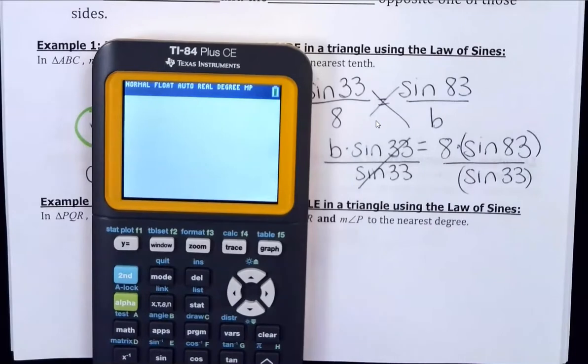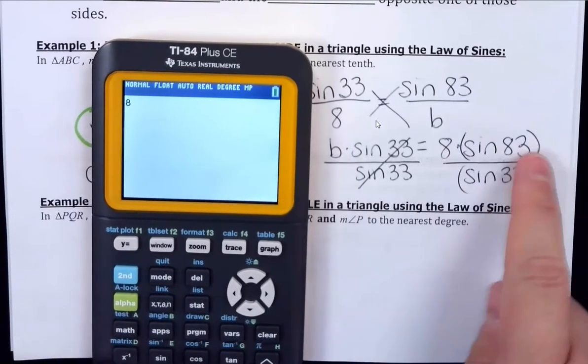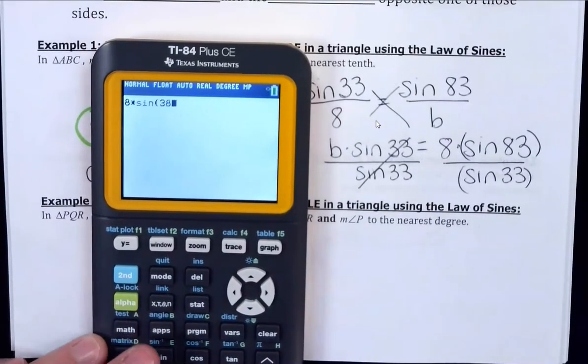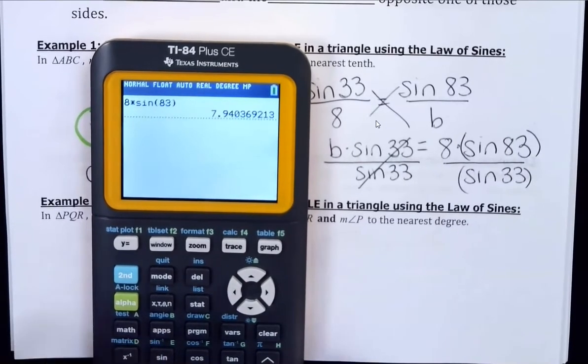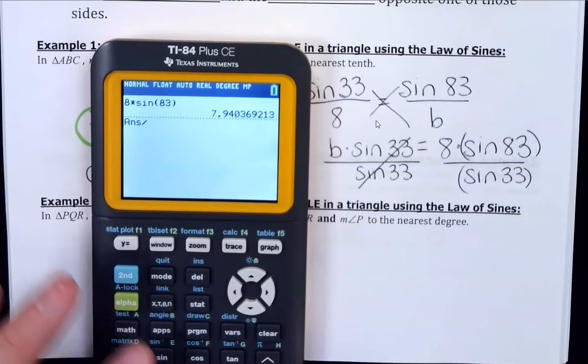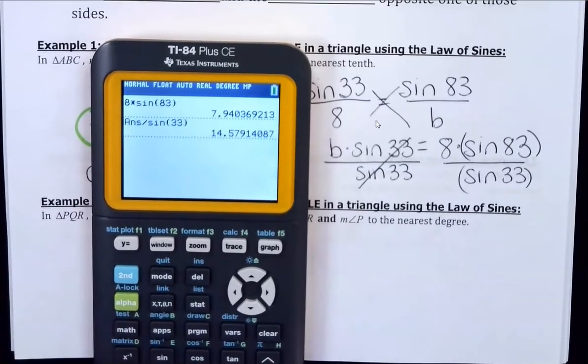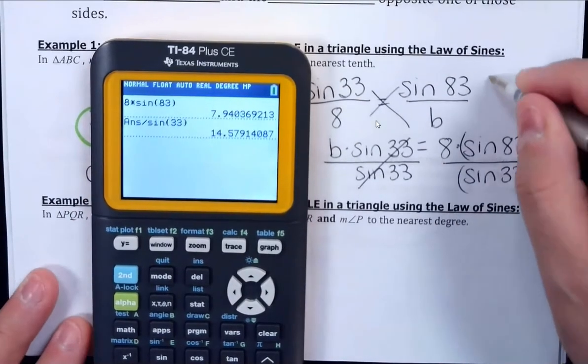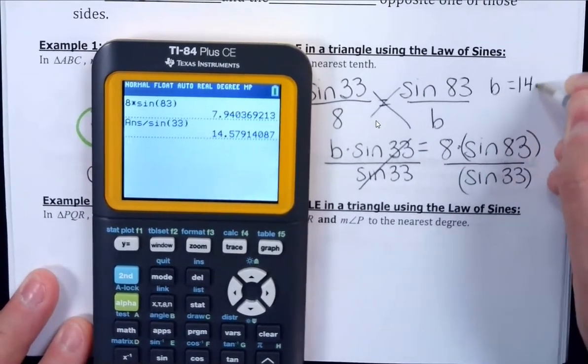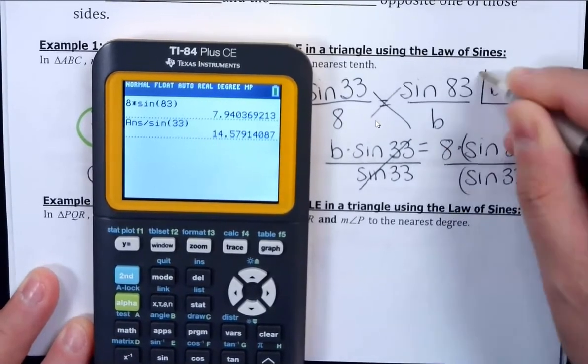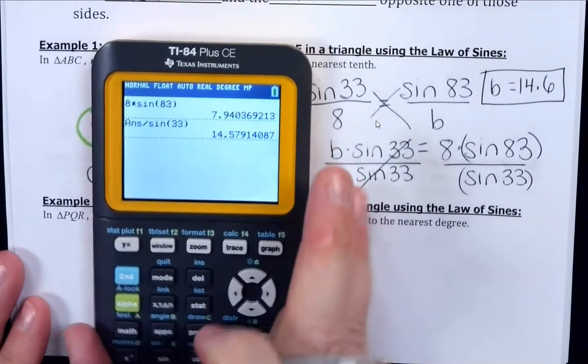So here's all I'm going to do. I'm going to do 8 times sine 83. Oops, let's type it correctly. And I'm going to hit equals, and I'm going to divide that by the sine of 33. And we're just going to round to the nearest tenth like it says in the directions here. And so B is going to be 14.6. And that's what I'd be looking for as my answer.